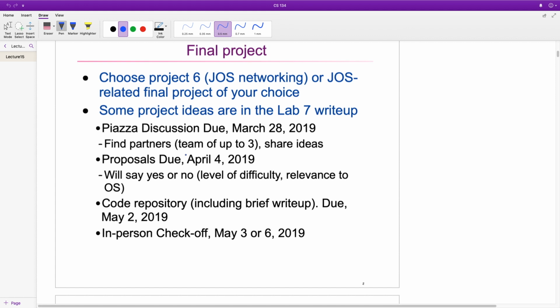But in any case, April 4th, which is next week, your proposals are due. So your proposal is very simple. I'm going to work on Lab 6, or I'm going to work on this particular topic, a couple sentences, a paragraph of what you're going to do, with whom. And then I'll give you back as quickly as possible, yes or no on that. And we can revise it to turn it into a yes.